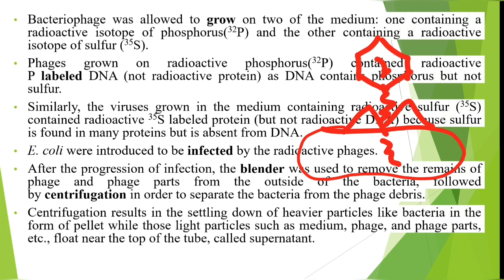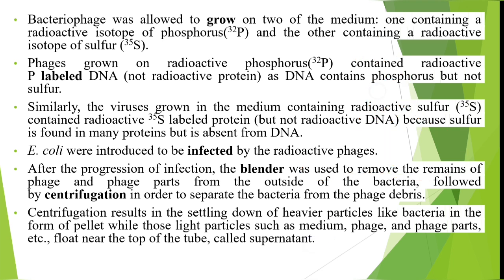All other parts, regarded as phage debris, remain outside of the E. coli cell. So during the process of centrifugation, the bacteria and the phage debris will be separated. Centrifugation results in settling down of heavier particles like bacteria in the form of a pellet, while light particles such as medium and phage parts float near the top of the tube, called the supernatant.